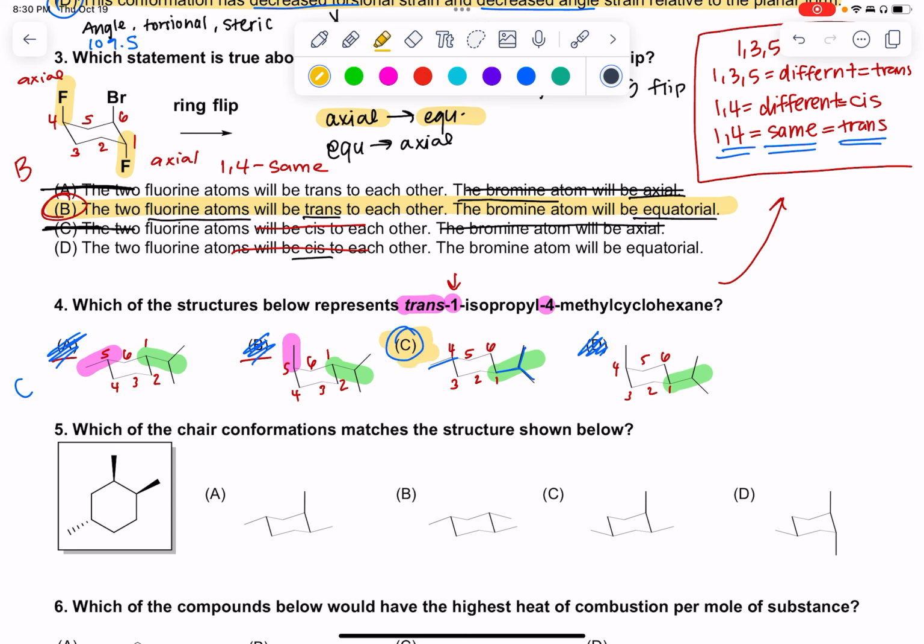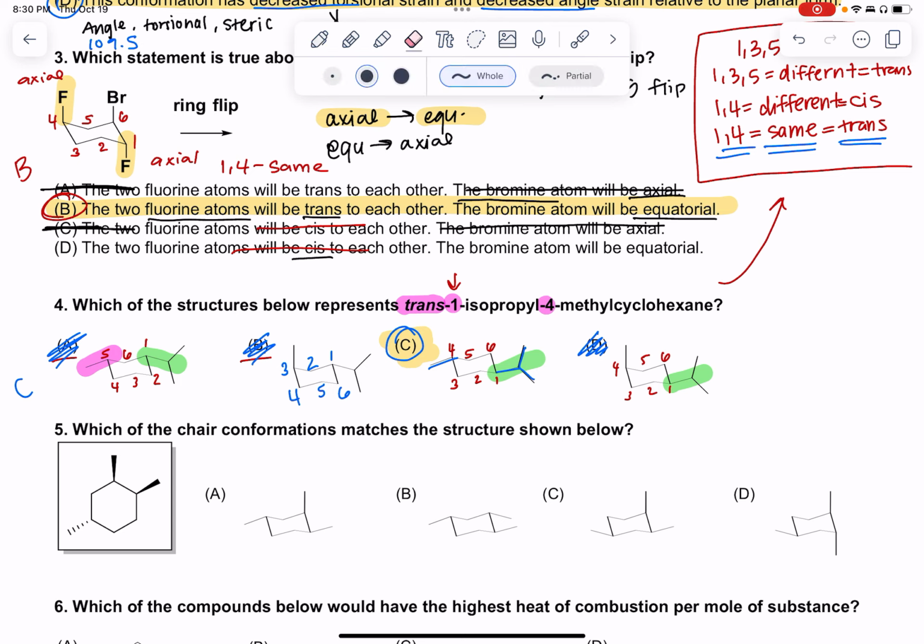And just to prove that you can number these in a different way and still, I'm going to number this where I go around the other way. 1, 2, 3, 4, 5, 6. I still don't have that 1 and 4 relationship. Now I have a 1 and 3 relationship. So as long as you start at the same place and you go around the same direction on all of these molecules, you'll end up with the same answer.